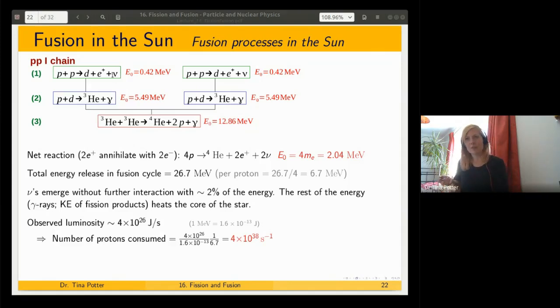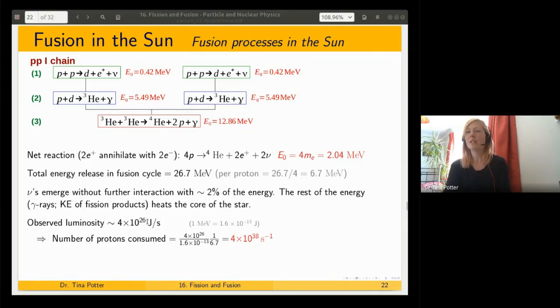So let's look at the sun. We can look at the sun and have a look at its luminosity, and it's about 10 to the 26 joules per second. And we can change that into MeV, for example, to compare to the energy that is given out per proton in this pp1 chain.